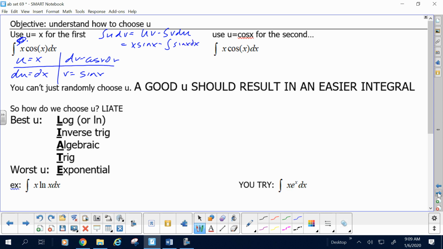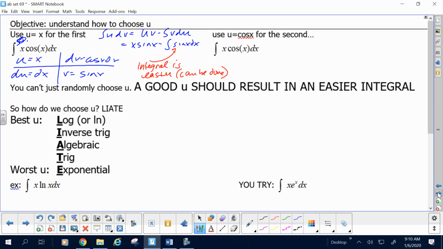Now, that's good enough. The point of this is not to get the answer again. We've already done this problem. The point of this is to see what makes that choice well. This integral is easier. It can be done. And that's why integration by parts works.